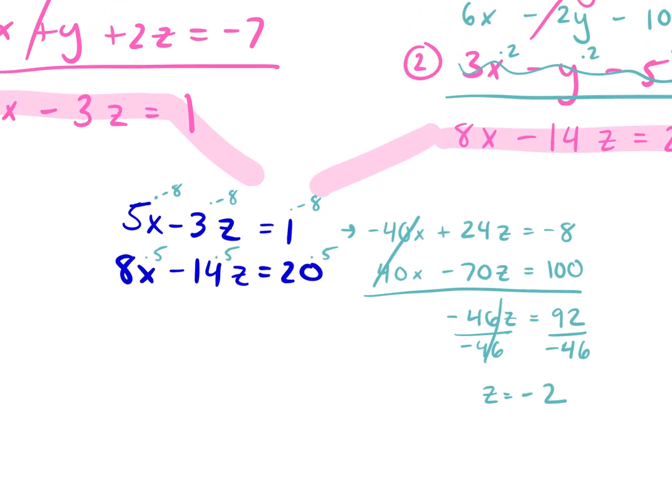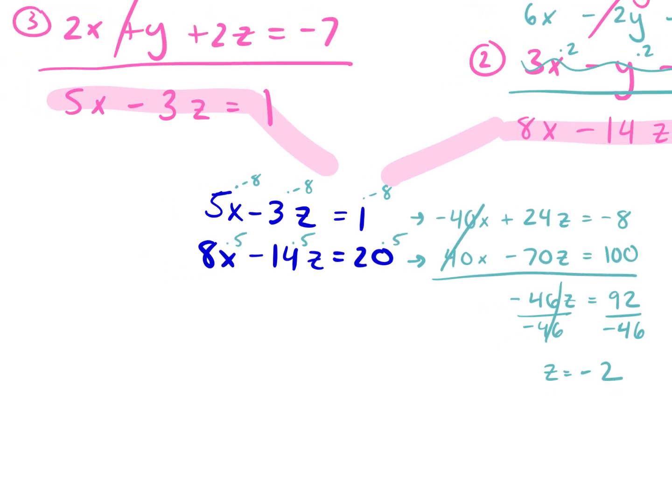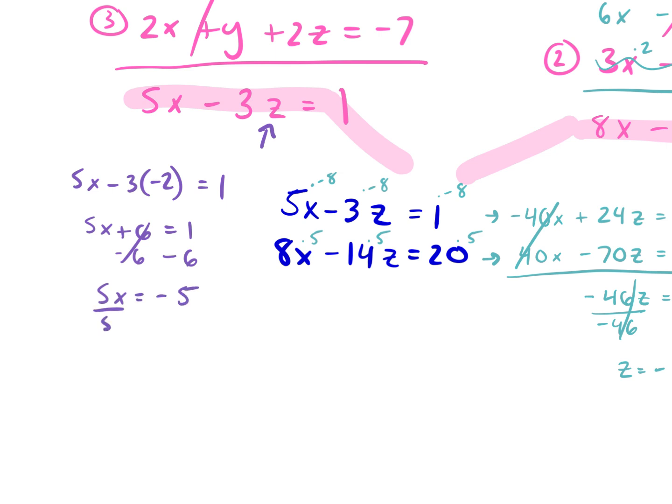What could we do next? We can plug in z into one of our two highlighted equations, so one of the ones with two variables. So I'm going to plug it into the one on the left here. So we have 5x minus 3 times negative 2 equals 1. So 5x plus 6 equals 1. Subtract 6 on both sides. 5x is equal to negative 5. Divide by 5. So x is equal to negative 1.